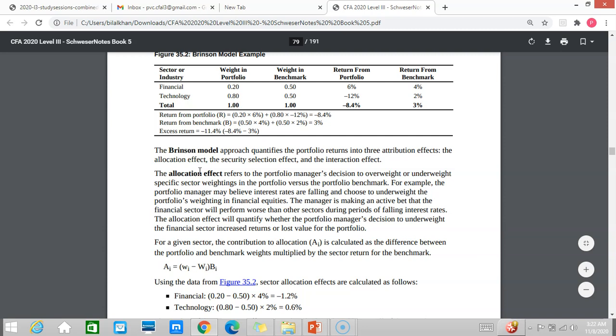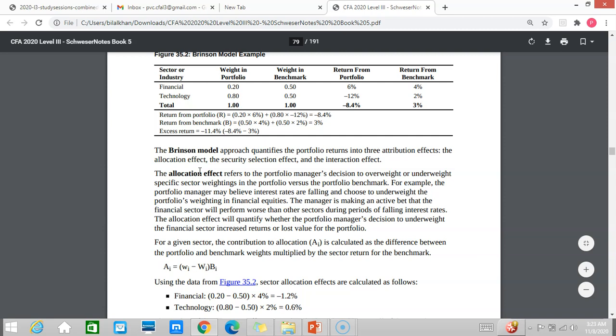So you take the weight of that asset in your portfolio, subtract the weight of that asset in the benchmark, and multiply it with the return on the benchmark. This tells you how much is coming from your different weight compared to the benchmark. For example, you have the financial sector and the technology sector. Weight is 20% financial, 80% technology in your portfolio, while in the benchmark the weight is 50-50. So you have changed weights. You have underweighted financial and overweighted technology.